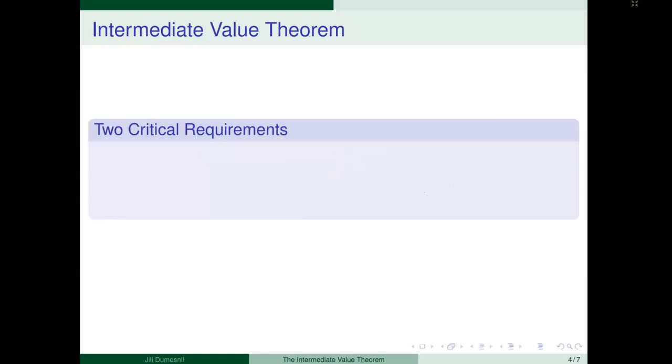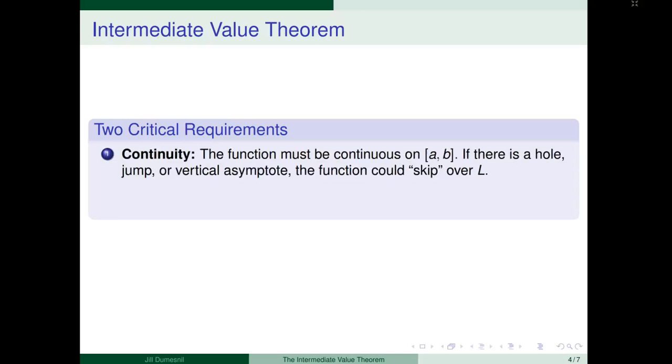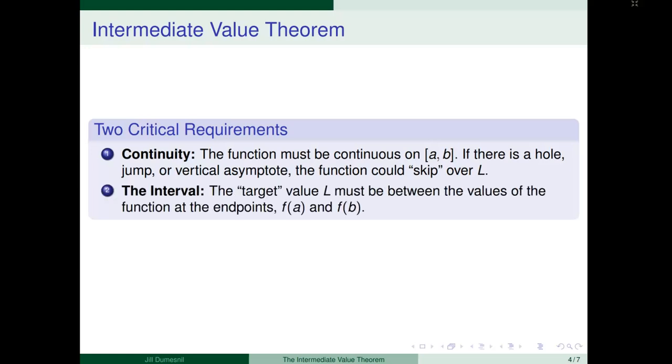There are two critical requirements for the Intermediate Value Theorem to be applicable. First, the function must be continuous on the closed interval. If there is a hole, jump, or vertical asymptote, the function could skip over the value L. And second, the target value L must be between the values of the function at the endpoints of the interval. That is, L must be between f of a and f of b.